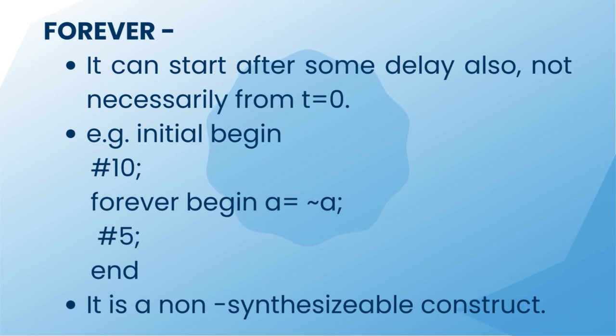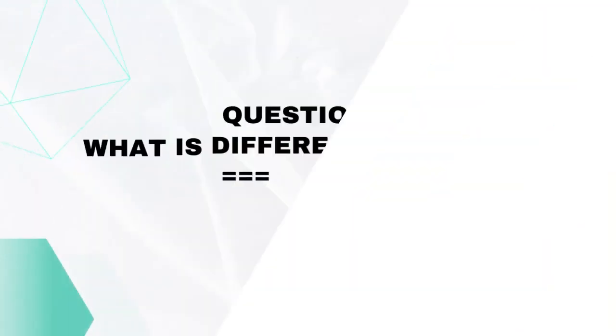In case of forever, it can start after some delay also, not necessarily from t equal to 0. For example, initial begin #10, forever begin a equal to not of a #5 end. And it's a non-synthesizable construct.